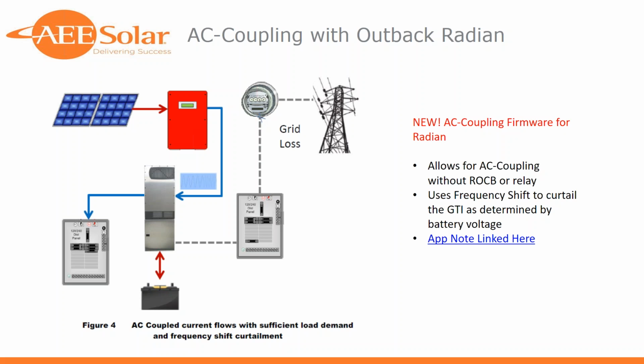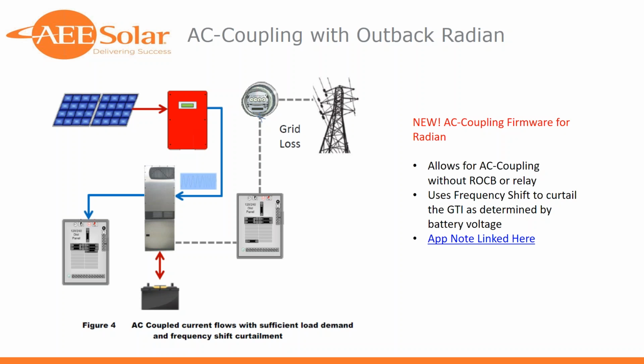So in AC coupling, without this kind of advanced grid certification, you really had two states. You had on or off, and this presented a lot of issues. Now with frequency shift and active curtailment, we've got the ability to go from an on-off switch to kind of a potentiometer or a dimmer switch.